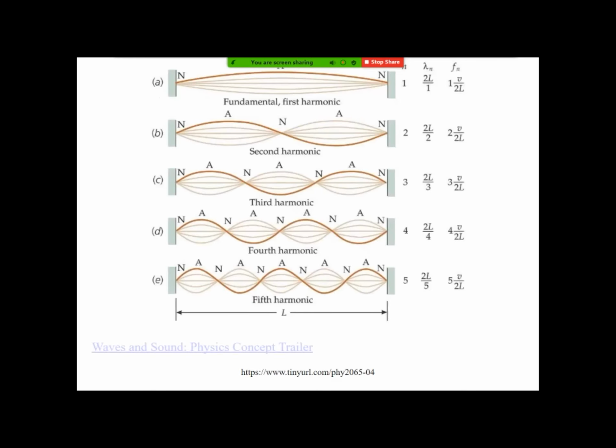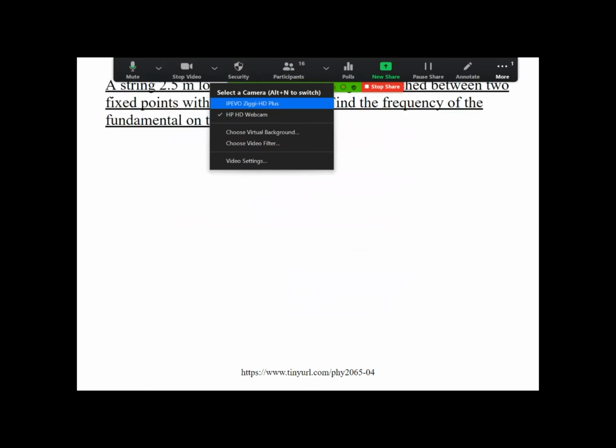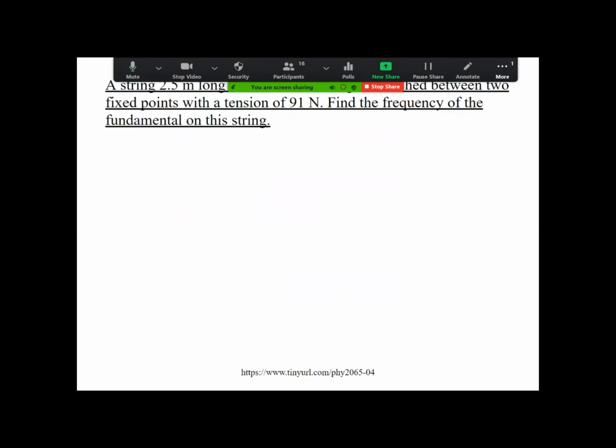So you do speed divided by 2 times L, okay, and then speed is equal to, from a couple of classes back, the square root of F divided by mass per unit length, okay. So I'm going to have you guys try that and then we can take a look at the solution together.